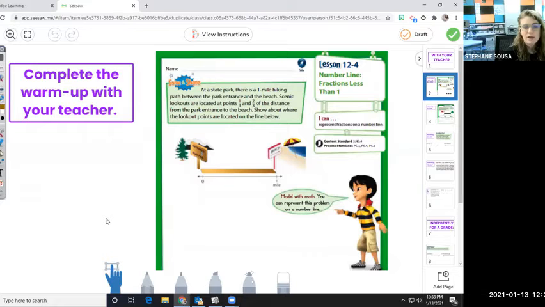So I'm going to take a look at my number line notes. Step 1, draw the whole line. They did that for me. Look, 0 to 1, the line is there. Step 2, draw the partitions.